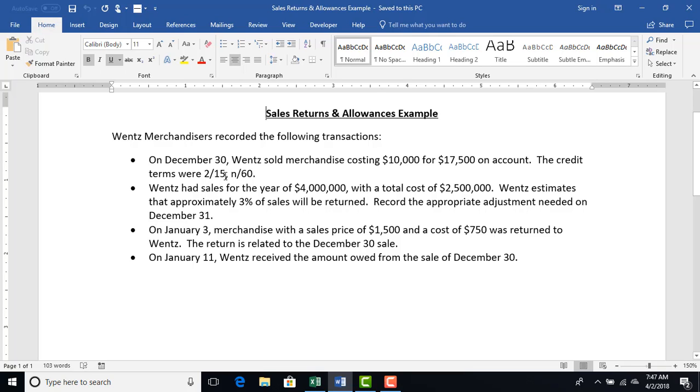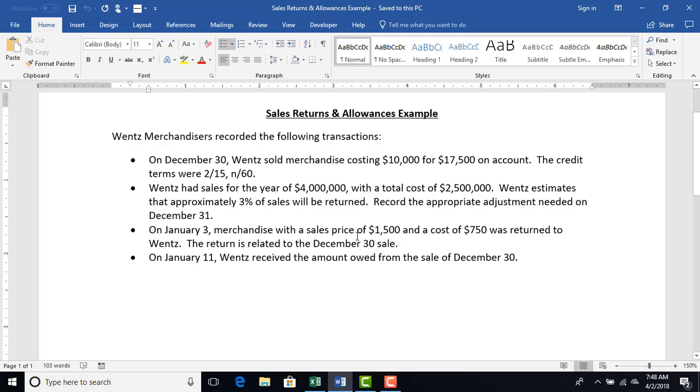2/15, net 60. Remember first, this 2/15, net 60 means that if these people pay us within the discount period, they'll get 2% off within those 15 days, or they owe the net amount within 60 days. And also remember, if we think there's any chance that they're going to pay us, which we always do, within that discount period, then we have to record that discount right away. Have to record it up front based on those new revenue recognition standards.